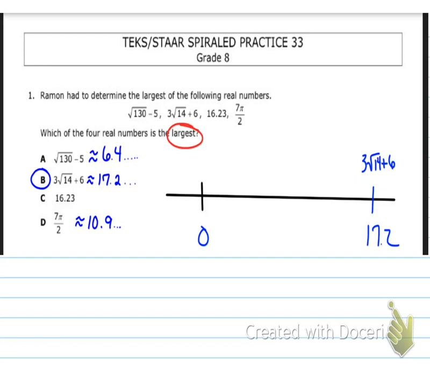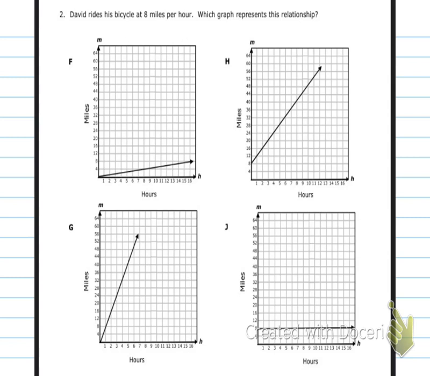All right, so next one. David rides his bicycle at 8 miles per hour. So which graph represents this relationship? So I'm hoping we know that 8 miles per hour is the slope. I'm looking for a slope of 8. So another way to find slope is rise over run. Okay, so which one has the right rise over run that I'm looking for?